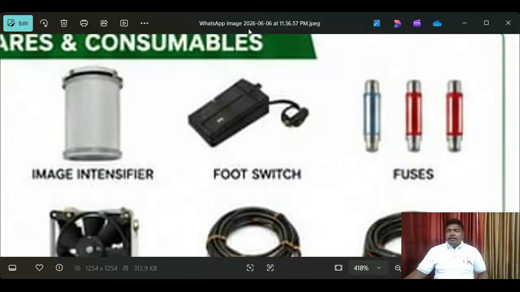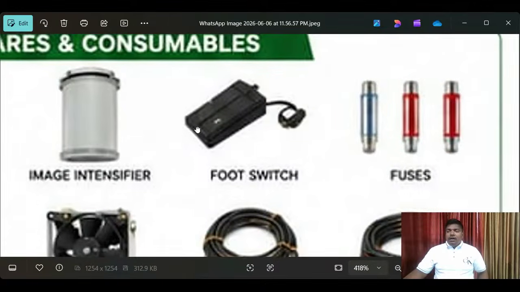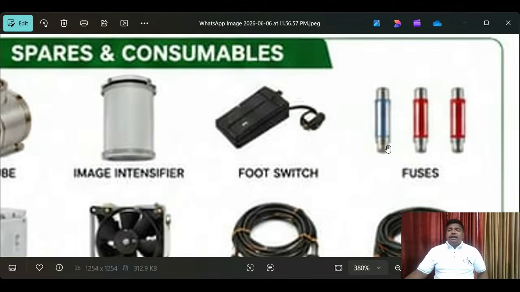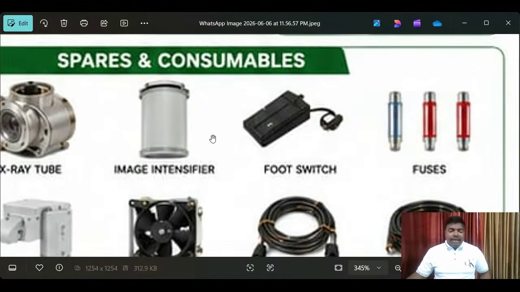Now see here, the fuses, how they look. The fuse ratings go high, like 6 amps to 10 amps, depending on capabilities. Then that will be different.